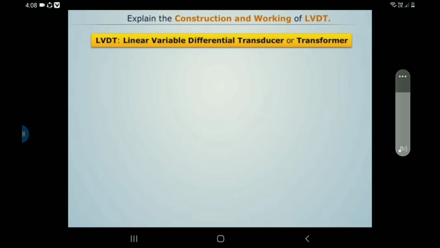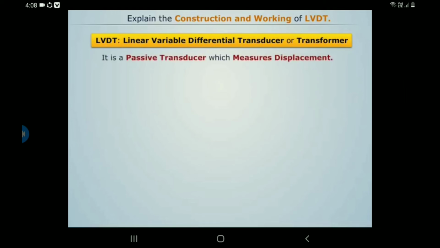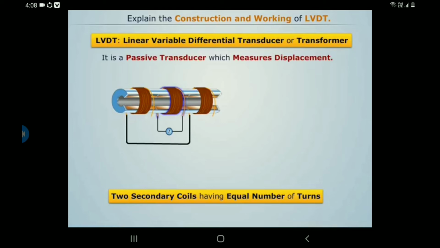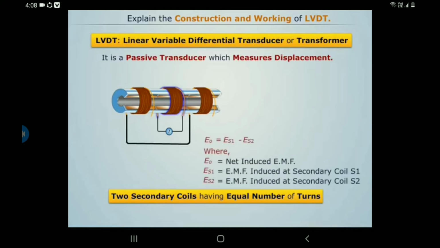LVDT is also known as Linear Variable Differential Transducer or Transformer. It is a passive transducer which measures displacement. It consists of a primary coil wound on a hollow cylindrical rod and is connected to the AC source. It also consists of two secondary coils having an equal number of turns, wound on the hollow cylinder at equal distance on either side of the primary coil. The two secondary coils are connected with each other in series opposition so that the net induced EMF of the two secondary coils becomes zero.